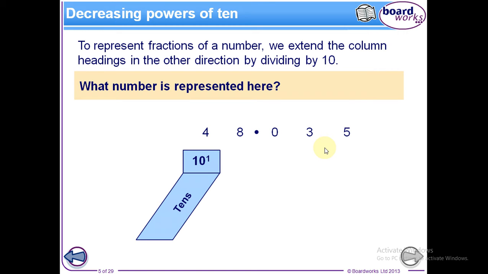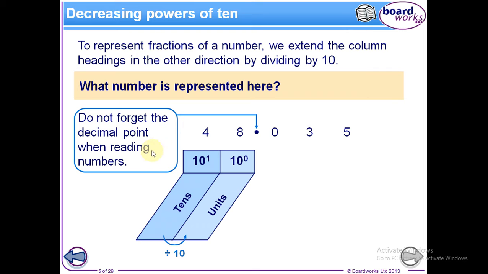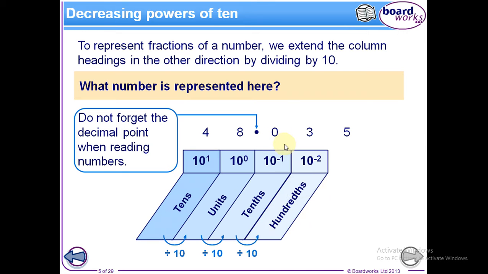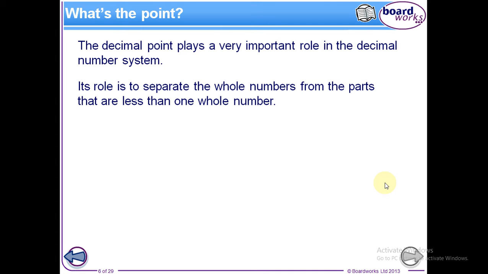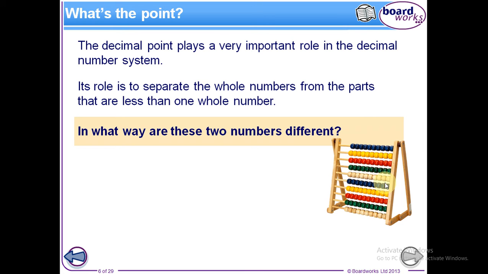So what number is represented here? Okay guys, this is 4 tens, and this is 8 units, so this is 48.03. Do not forget the decimal point when reading your number, guys. So you have 0 tenths. Tenths is the same thing as over 10. This is 3 over 100, so that is 300 thousandths... and this is 5 thousandths. The decimal point plays a very important role in decimal numbers. Its role is to separate the whole number from the parts that are less than one whole number.